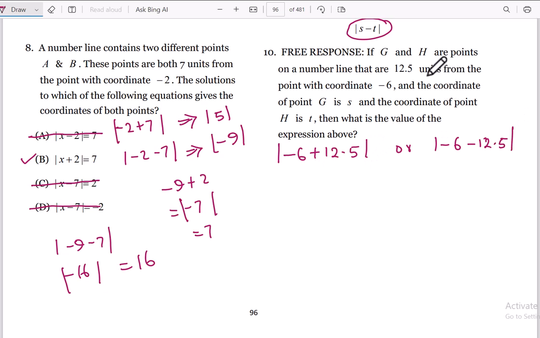Okay, let's just finish the question first. From the point with coordinate minus 6, the coordinate of point G is S, so S is actually G. And the coordinate of point H is T. Then what is the value of the expression S minus T? From here, this will give us 6.5, and from here this will give us minus 18.5, right?